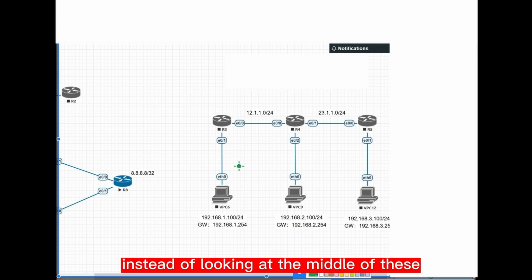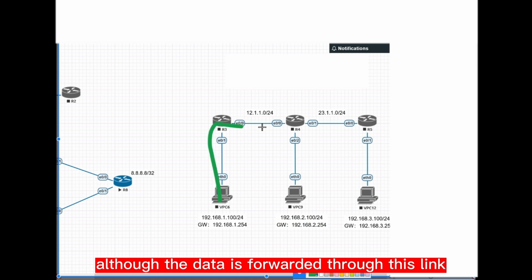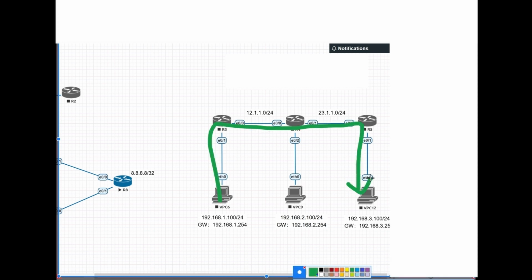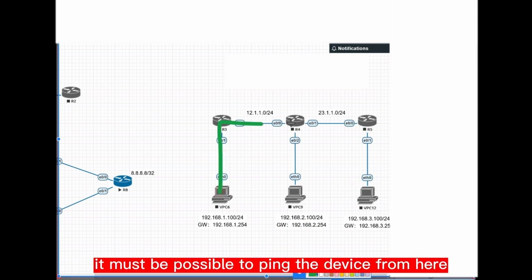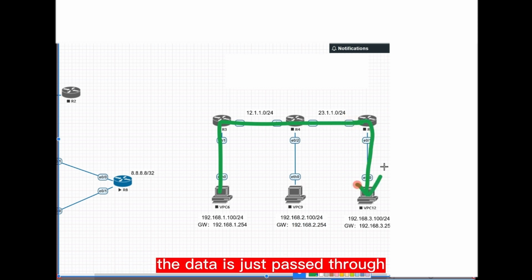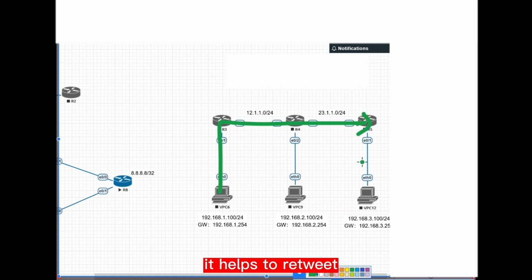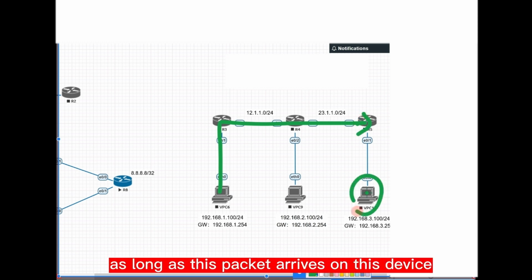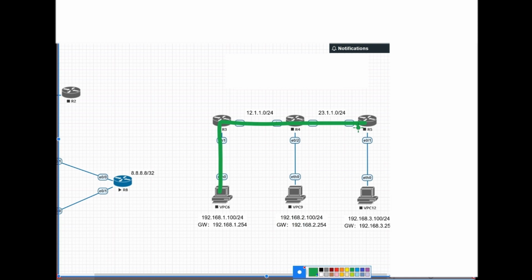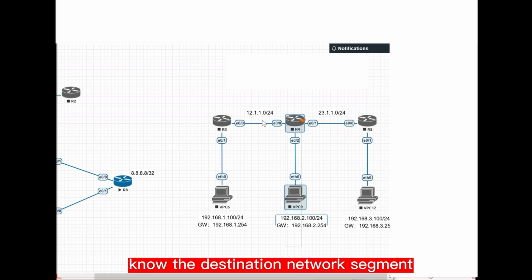Instead of looking at the middle of these, although the data is forwarded through this link, it doesn't mean it must be possible to ping the device from here. The data is just passed through. It helps to retransmit. As long as this packet arrives on this device, it knows the destination network segment.